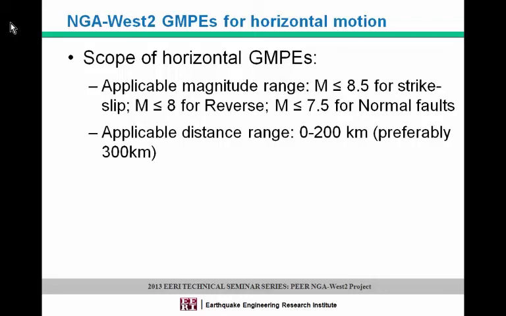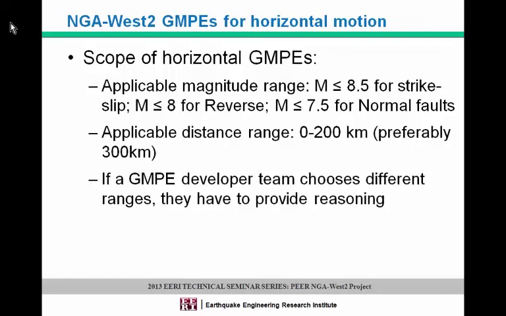So the scope is at least look at the scaling of your GMPE up for strike slip to magnitude 8.5, reverse magnitude 8 and normal 7.5. We used to go from distance 0 to 200 kilometers based on input that we got from the users, Mike Peterson, US Geological Survey, as well as specific projects. There is a nuclear power plant in Arizona that gets motions from San Andreas Fault, so more than 200 kilometers. So the request was that we go to 300 kilometers. So now most of our GMPEs except one go to 300 kilometers.